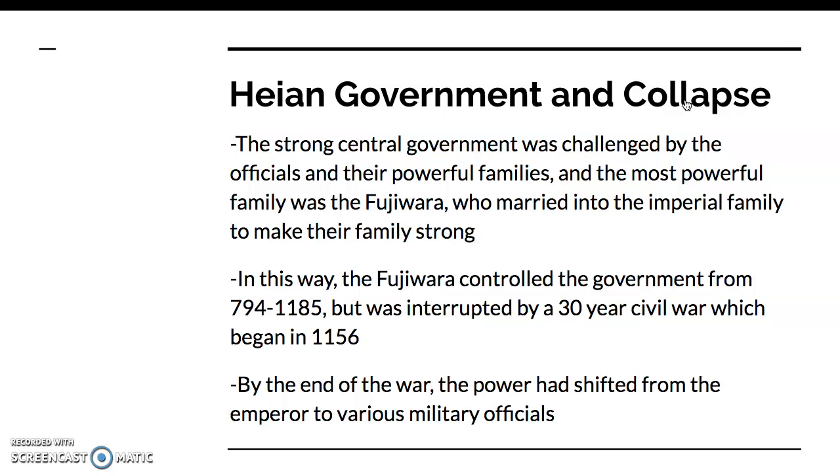So the Heian government and collapse. A strong central government was challenged by the officials and their powerful families, and the most powerful family of these was the Fujiwara, who married into the imperial family. Imperial would mean the family of the empire, of the emperor, to make their family politically and financially strong. In this way, the Fujiwara controlled the government from 794 to 1185 AD, but was interrupted by a 30-year civil war that began in 1156. By the end of the war, power had shifted from the emperor to various military officials.